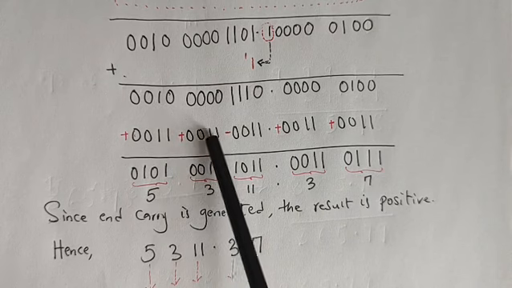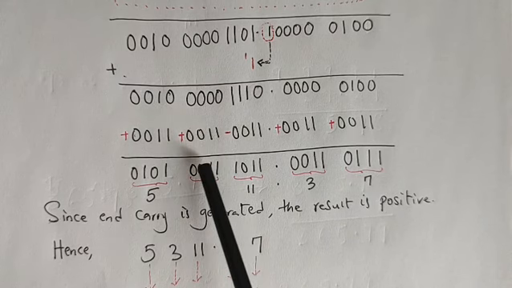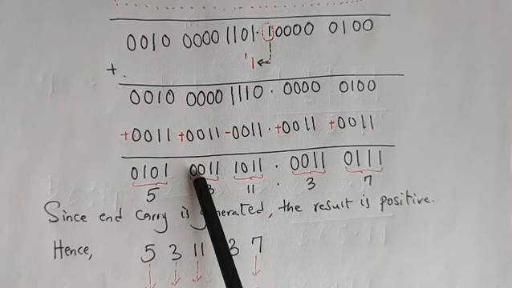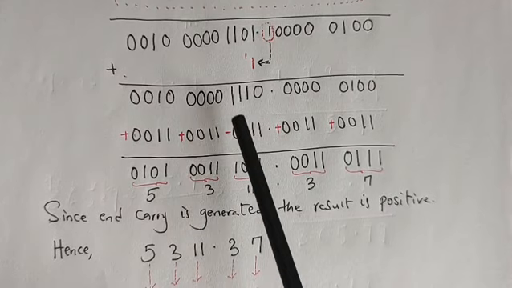This is 0. This is 3. So 0 plus 3, this will give us 3. So the result is going to be 0, 0, 1, 1. So if you carry out the addition, you're going to get this result. So this is a shortcut on how to do this.